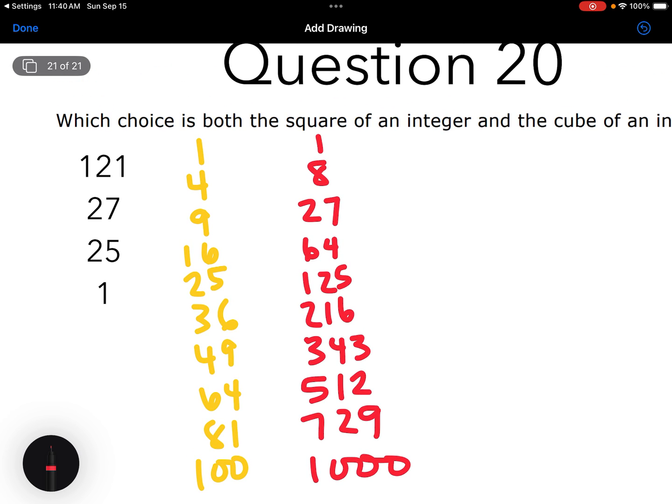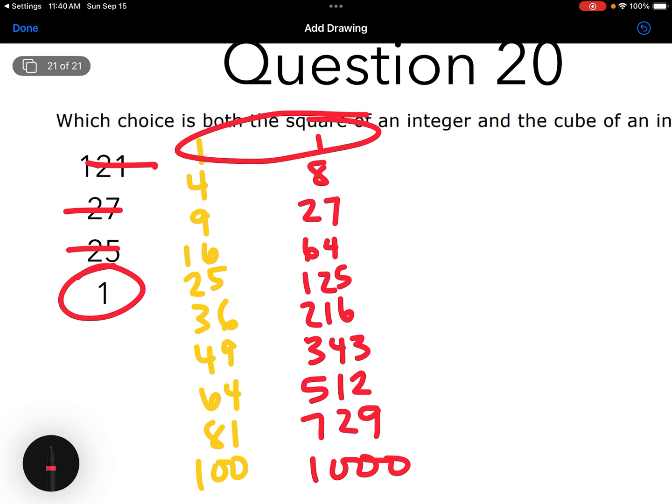So 121 is not on both lists. 27 isn't on both lists. 25 isn't on both lists, but 1 is.